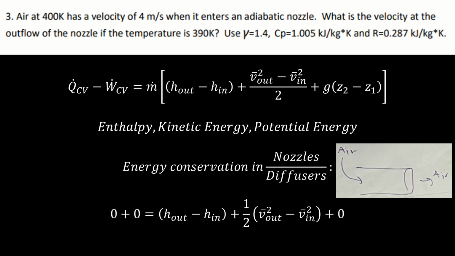Now, the nice thing about energy conservation in both nozzles and diffusers is plenty of our parameters in our Bernoulli equation actually drop out and become 0. Essentially, if we look at our nozzle in the image to the right, as air is flowing from left to right, the heat transfer and the work transfer are both going to become 0. So in reality, we have 0 minus 0.